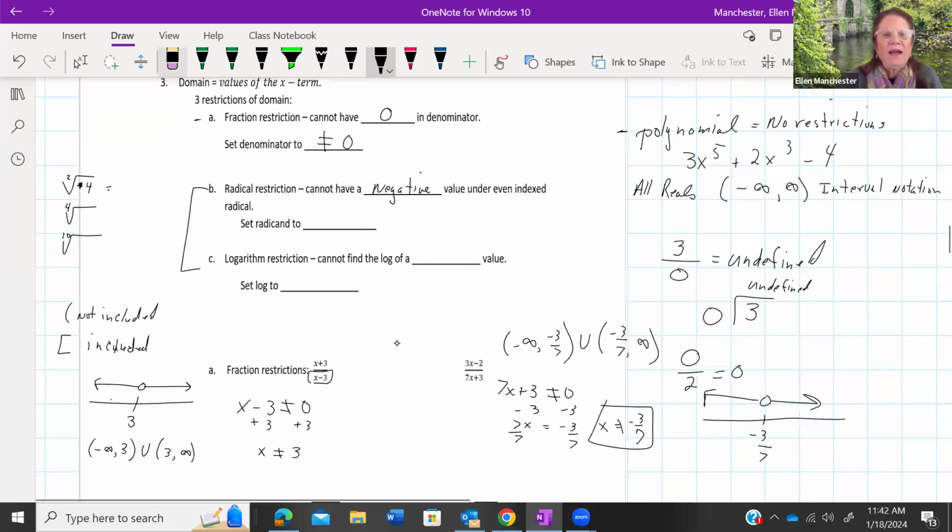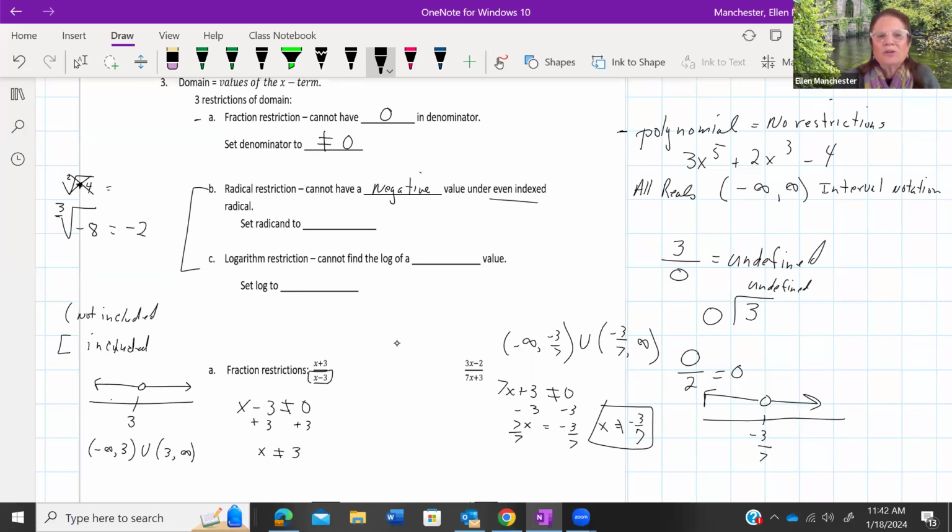Now, if I had the cube root of -8, so now this is an odd index, this I can do because -2 times -2 times -2. So -2 is the one number that when I multiply it by itself 3 times, I get -8. So this works. This does not. So that's what the even index means.